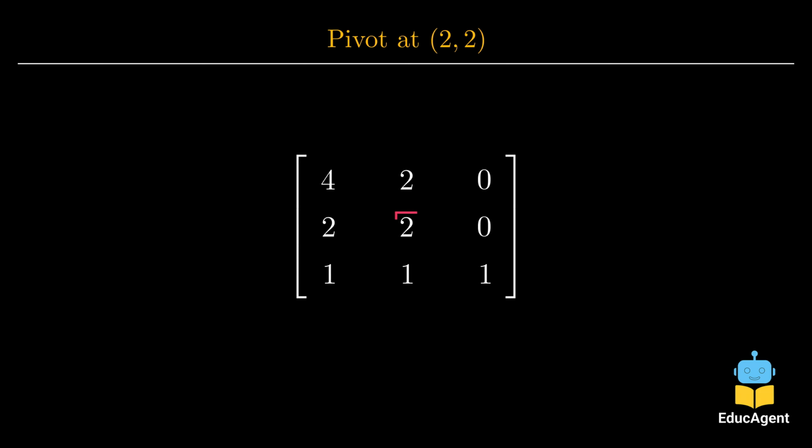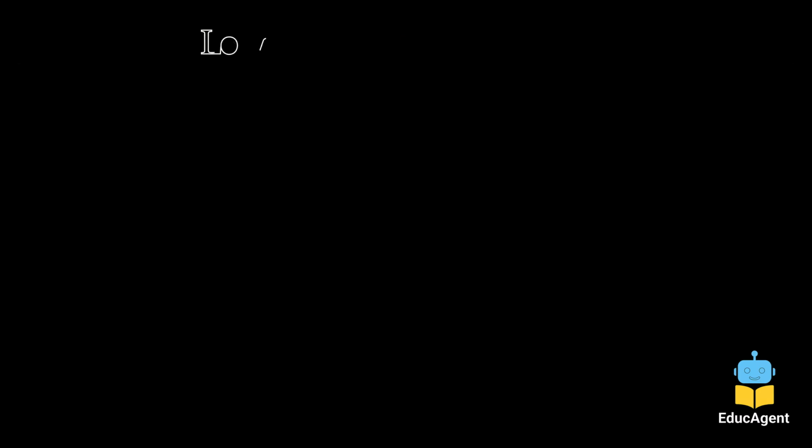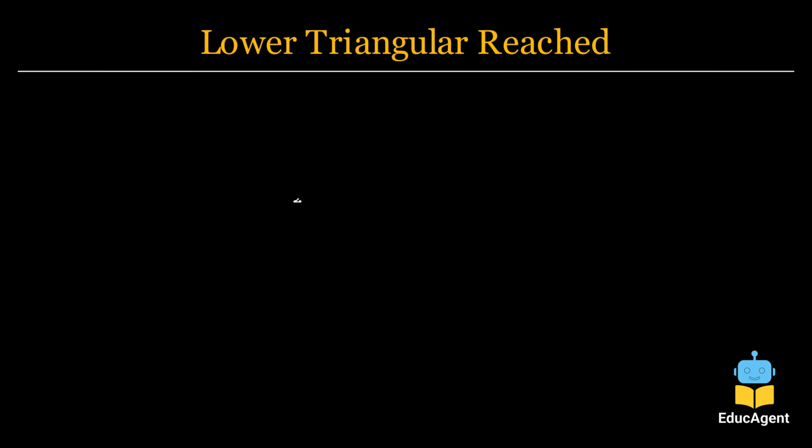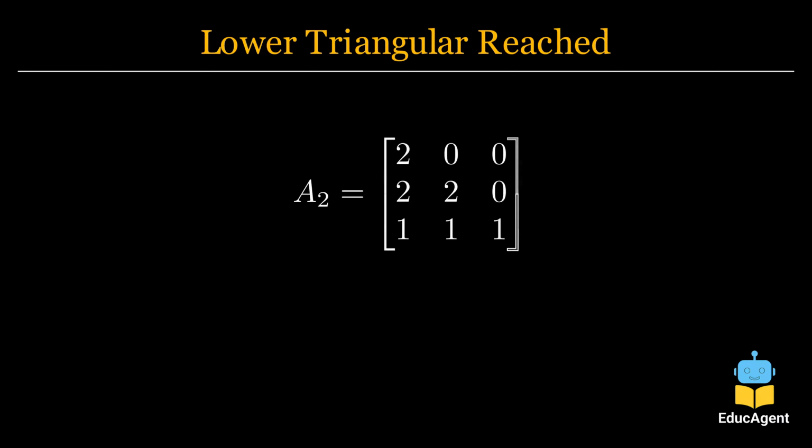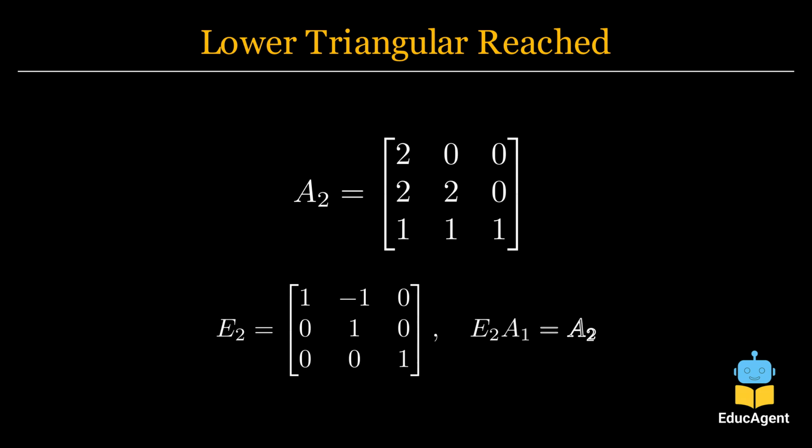Next pivot is A22 equals 2. We eliminate the entry above it at 1,2. Subtract row 2 from row 1 to force A12 to become 0. We've reached a lower triangular matrix. This will be our L. The second upward elimination step is another upper triangular elimination matrix, E2.